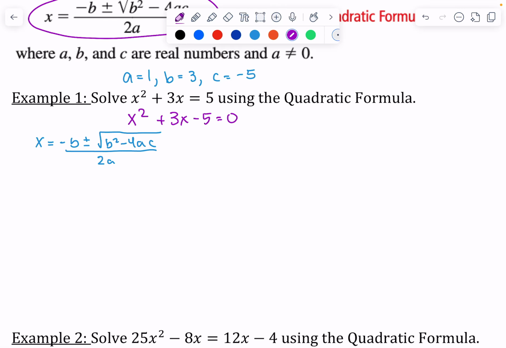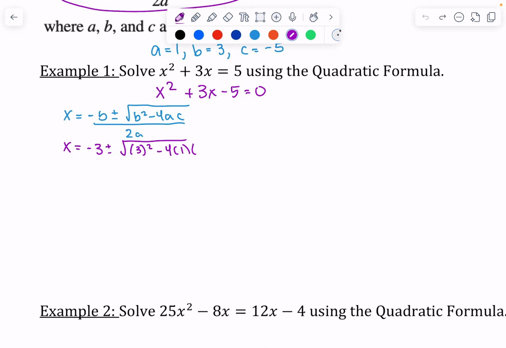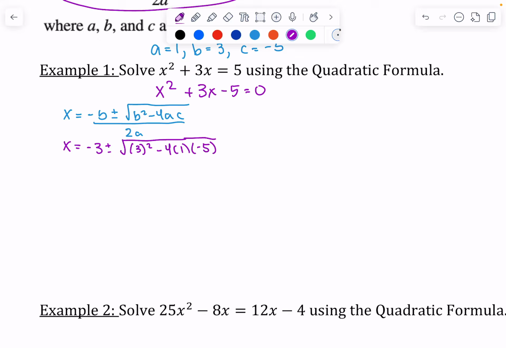All right, so plugging into the formula, I would get x is equal to negative 3 plus or minus the square root of 3 squared minus 4 times 1 times negative 5, all over 2 times 1. From there, I just want to simplify using PEMDAS. PEMDAS says to start in the parentheses. In this case, that would mean simplify the part under the radical.